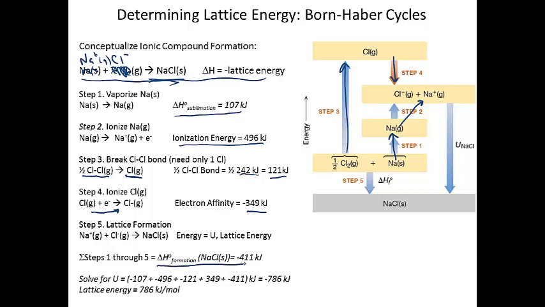We also know that the enthalpy of formation of NaCl is 411 kilojoules. Now what we can do is we can take our sodium and essentially turn it into sodium plus. We take our chlorine and turn it into Cl minus. The last step is the lattice energy. It's actually minus the lattice energy.